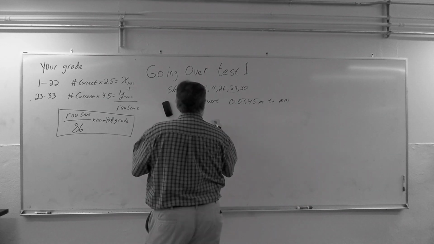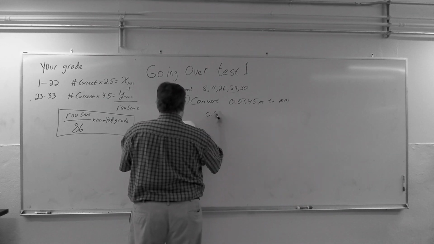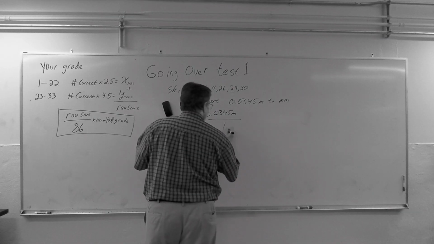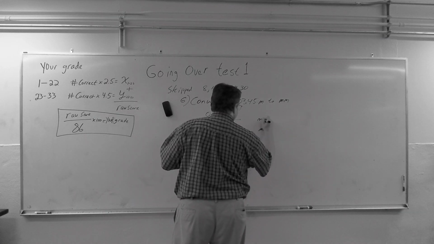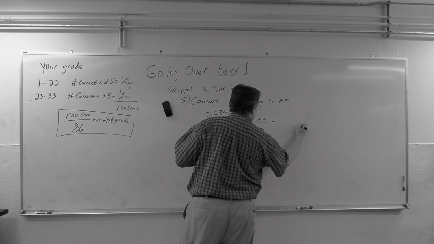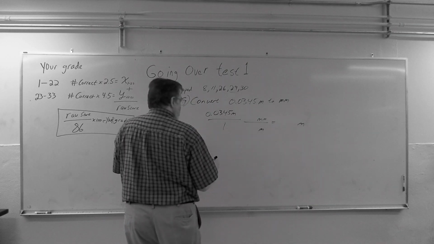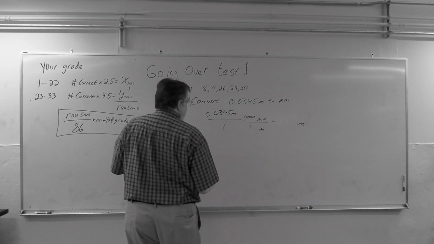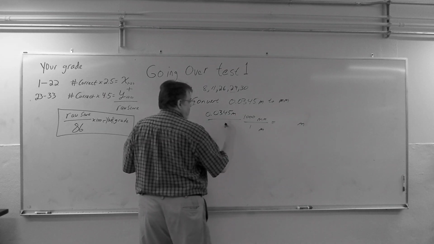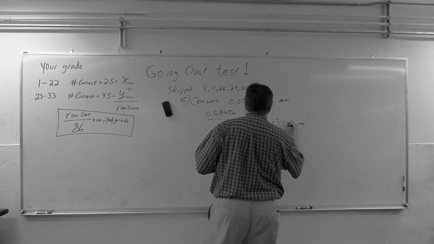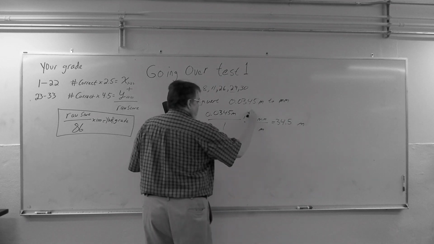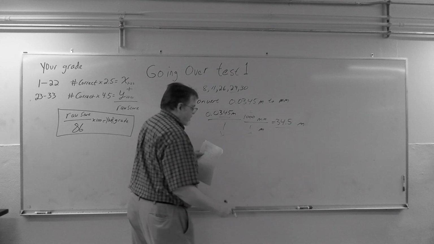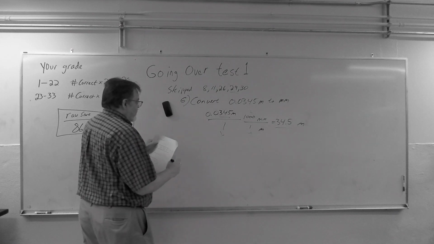Millimeters. And this conversion is you multiply by 1,000. 1, 2, 3. That's exact. 3 significant figures. 34.5 millimeters.